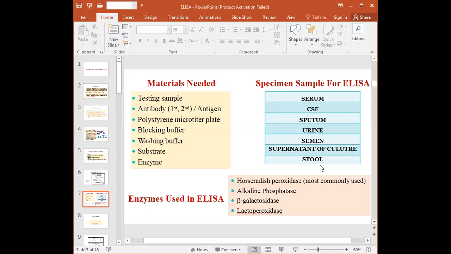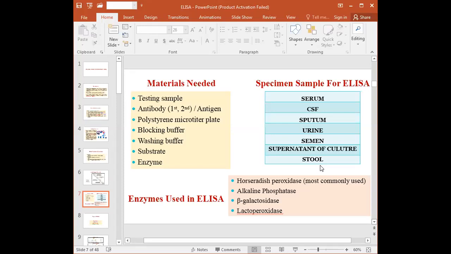Next, we need a matrix where we can carry out the experiment, and that matrix is a polystyrene microtiter plate or 96 well plate. The two buffers we need: one for washing or rinsing the microtiter plate wells, and the other is the blocking buffer to stop the reaction. Then the enzyme, which should be tagged with either the secondary antibody or the primary antibody, or maybe with the antigen, and a substrate specific towards the enzyme.